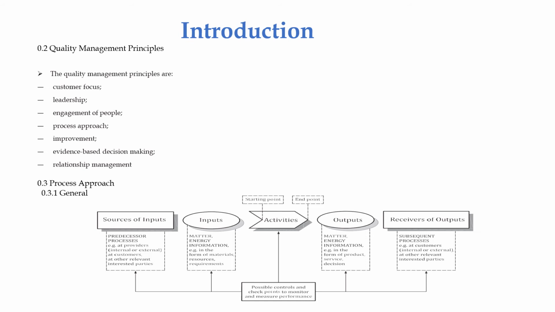Towards the left hand side is the source of input, followed by the inputs, the activities, the output and the receiver of output. Okay. So in any other system, the system is being represented by an activity or a particular process. Let's say between input and output there is an activity.